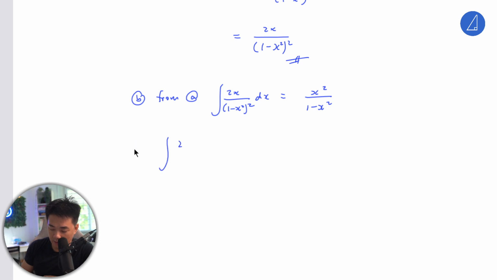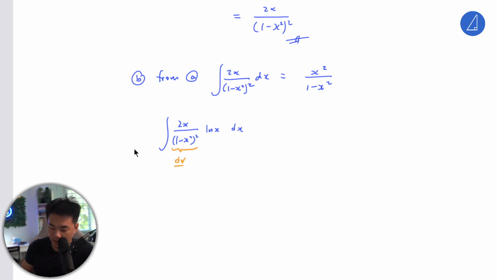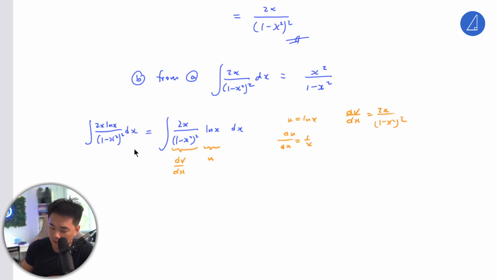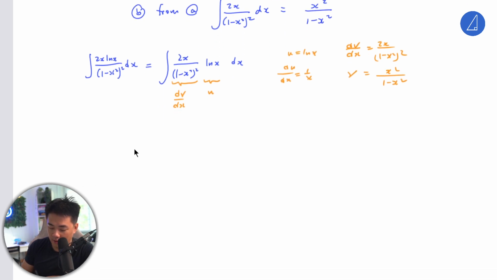So to integrate this, 2x over 1 minus x squared, all squared, times ln x dx, we're just going to use by parts. This will be dv/dx. This is our u. All right, then just write it down. So u is equal to ln x. du/dx will just be 1 over x. dv/dx will just be 2x over 1 minus x squared, squared. So v from the first part is x squared over 1 minus x squared. Okay, then we have uv, which is x squared ln x over 1 minus x squared, minus the integral of v du/dx, 1 over x times x squared over 1 minus x squared dx.